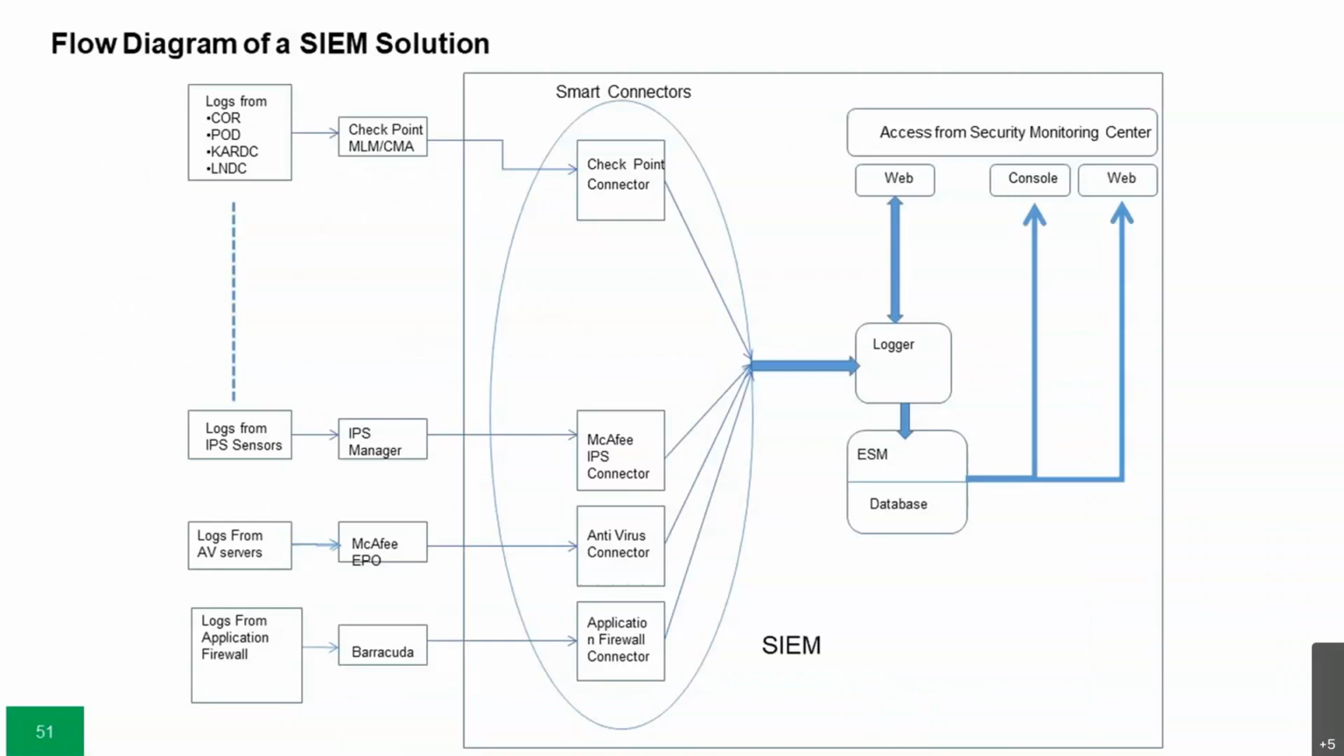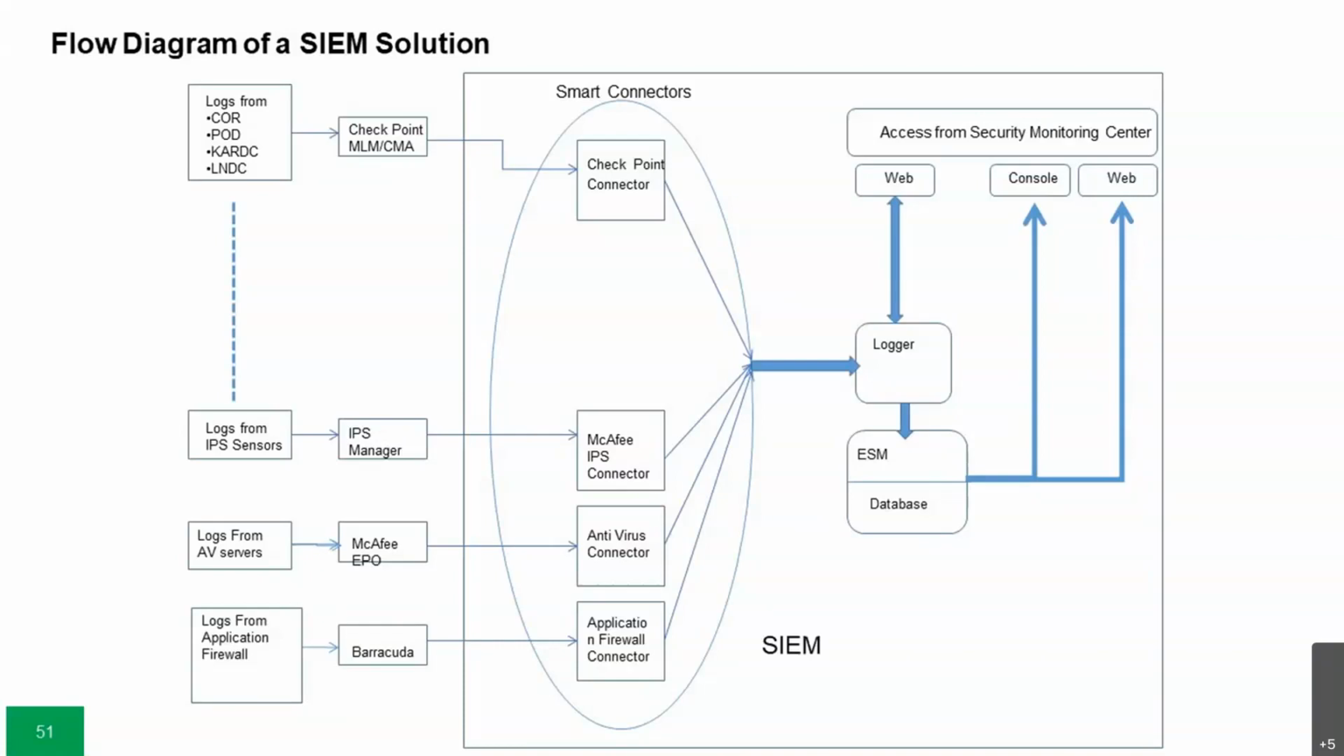In the flow diagram of a SIEM solution, these are the devices which are used. The traffic logs of these devices are provided to the log management server. The device logs are provided to the connectors, the smart connectors, which are used for log forwarding. These are the logger devices where the logs are stored. For a particular device or for more than one device, logs are forwarded and stored in one or two loggers.